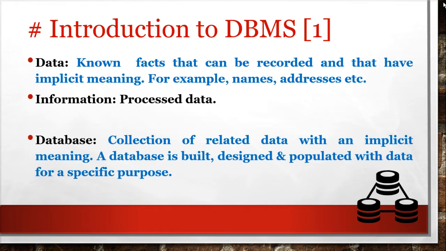Next, what is a database? A database is a collection of related data with an implicit meaning. For example, if we have a collection of multiple types of data, some records of employees, some records of students, some records of any other organization or institute, that's not going to be a single database, but that can be multiple databases. Student records can represent one database, employee records can represent one database, and in the same way any organization's records can represent their database. But one database will have only related data.